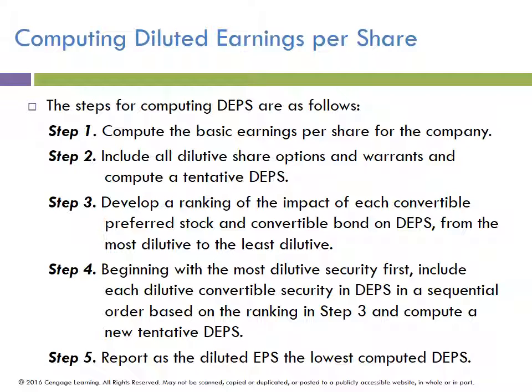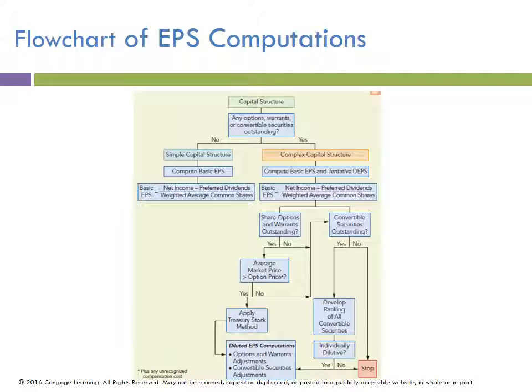But what we're talking about here is if they have any, you've got to compute dilutive earnings per share. Here's a great flow chart. On the left-hand side is our simple capital structure. All we do is calculate earnings per share. But if you have a complex capital structure, what we're talking about, these types of items, you must compute dilutive earnings per share as well. And this is how we go about doing it.